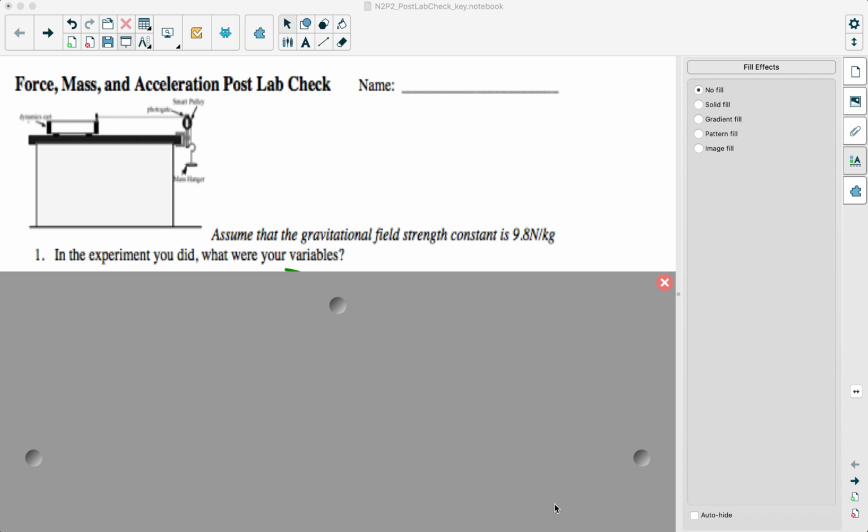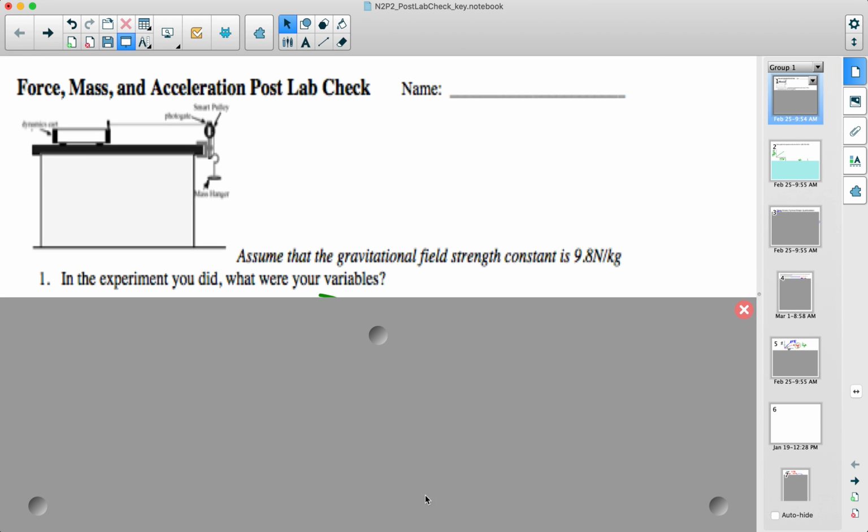Today, I'd like you to take a look at your force, mass, acceleration, post-lab check. Again, this is for part 2. If you've not completed both sides of this, I would encourage you to do that and then pause this video and come back once you've completed it. But for those of you who completed, let's take a look and see what kind of answers we got.